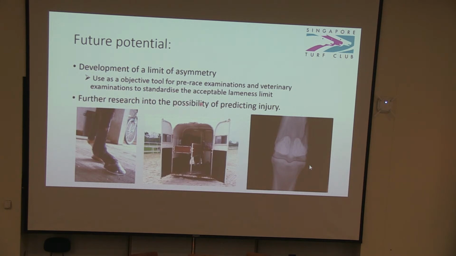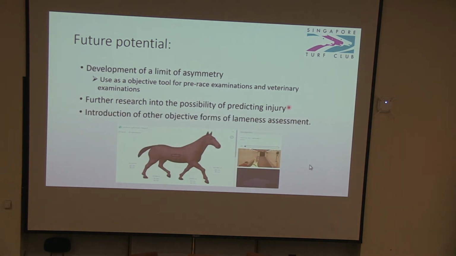Then the other future potential, which is interesting, is the possibility of predicting an injury if we monitor these horses over time. And finally, possibly introducing other objective forms of lameness assessment. So some of the high-speed cameras now you can use outside where previously they couldn't, and you don't need so many reflectors on the horse. So maybe we can look at developing a trotting tunnel or a trotting area where the horse is assessed objectively on their way out to the mounting area or on their way out to a race.